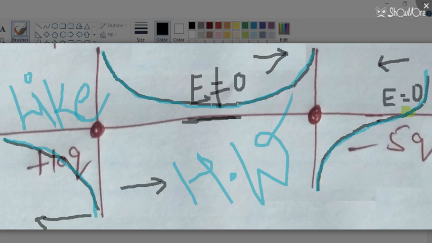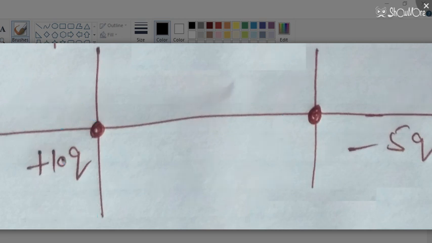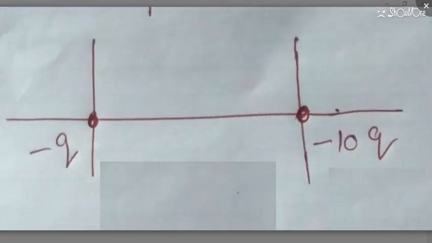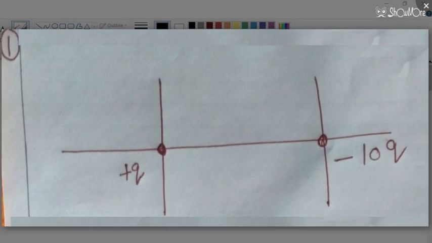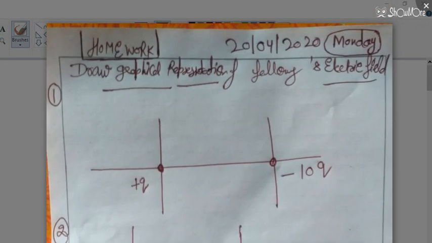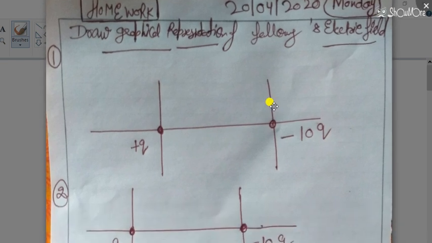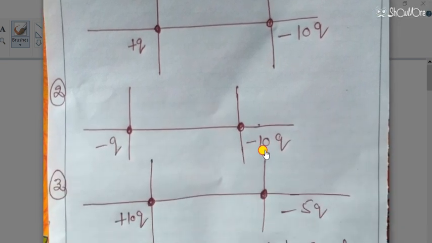Now moving ahead, you can take the screenshot, please. Students, take the screenshots for future use or note them down in your notebook. Till now we have discussed three questions from the homework sheet. Here we have 5 questions and here we have 5 questions.